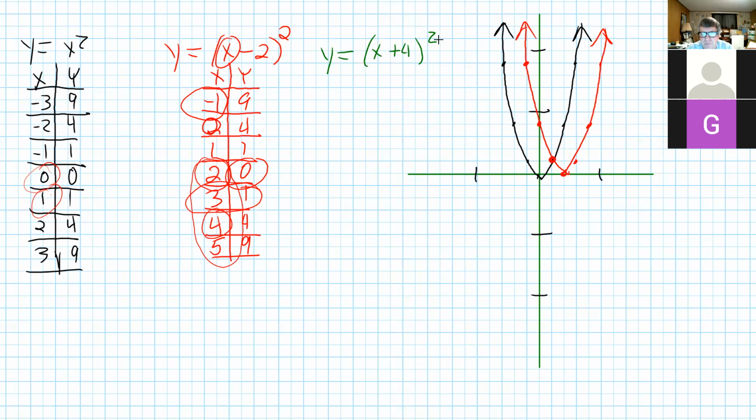Is that going to be 4 spots to the left? Yes! Victory, touchdown, basket, whatever. Good job, Greg. Yep.